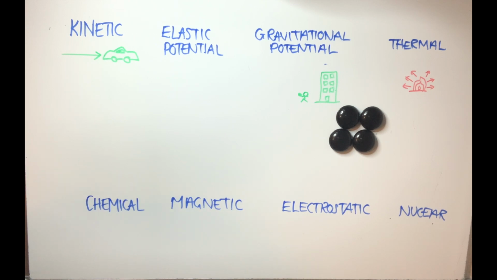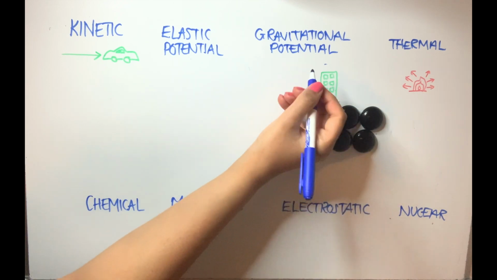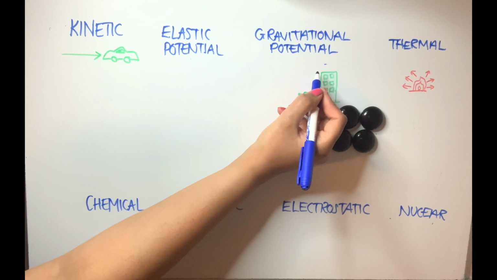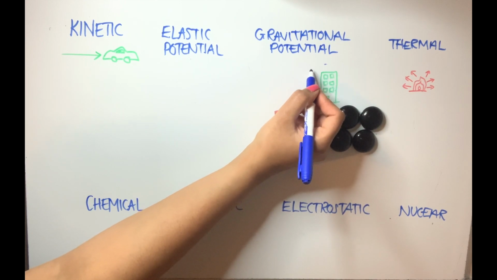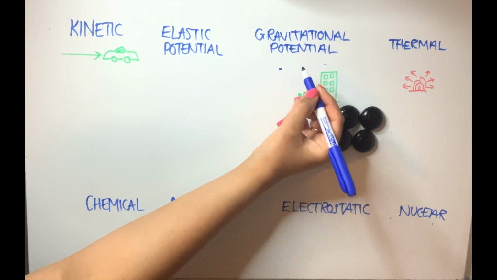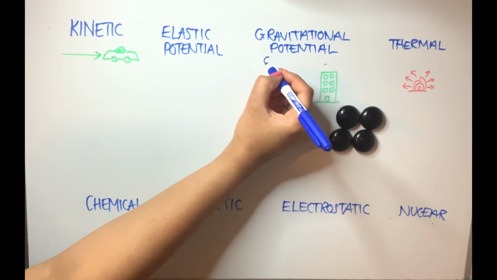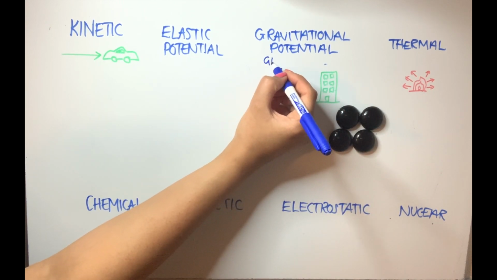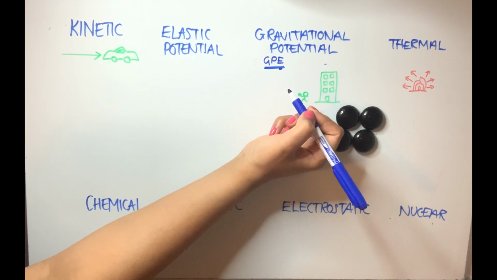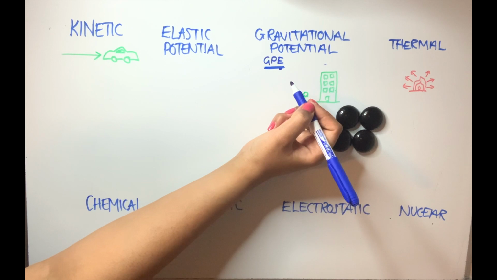Now, this quite often can come up as a question. So for example, if you've got something that starts high up and it has gravitational potential energy, I'm going to put GPE, short for gravitational potential energy, and energy is measured in joules.